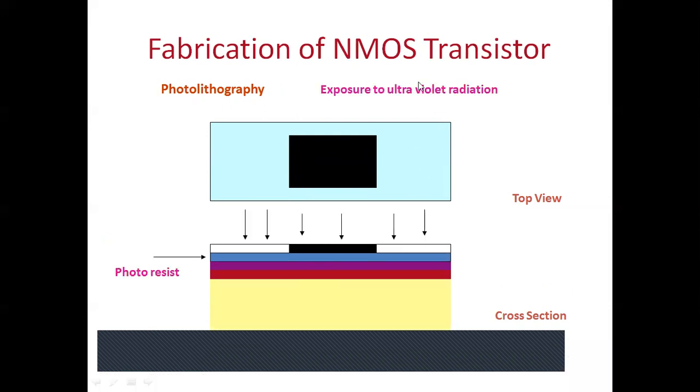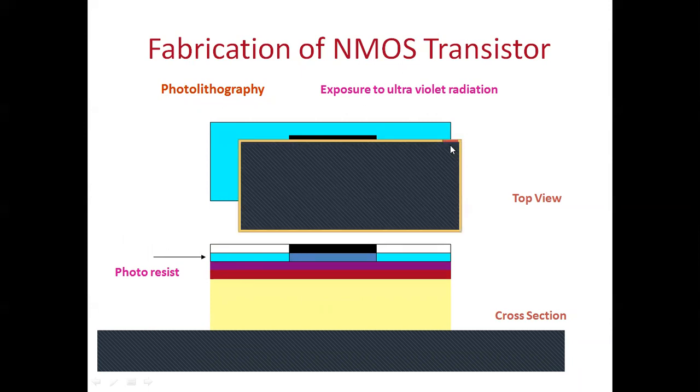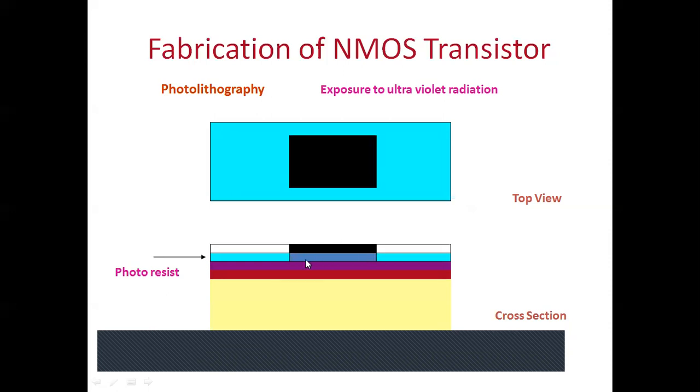Then this photosensitive material is exposed to ultraviolet radiation. When it is exposed, you can see it is changing its color. Why? Because it undergoes some chemical change. Initially it was hard. You can see here, just this dark portion below, it is hard. It will remain hard, and the rest becomes soft.